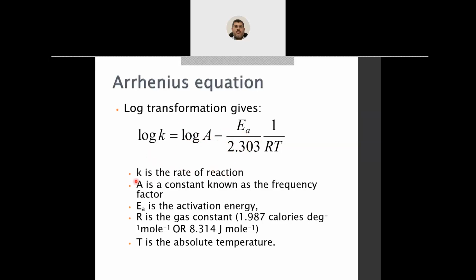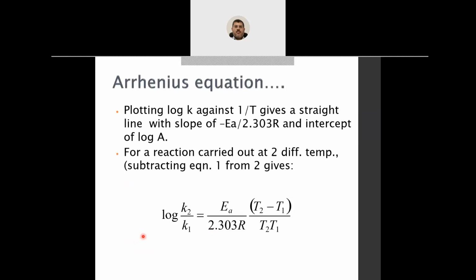K is the reaction rate, as we mentioned. A is a constant. We call it frequency factor. EA is the activation energy. R is the gas constant. It is a constant value, 1.987 calories degree to the power -1, mole to the power -1. Or in joule per mole, it is 8.314. T here is the absolute temperature. How much is the temperature of storage? Then you put the value as it is in Celsius, degree Celsius.